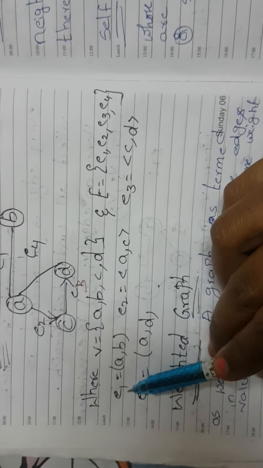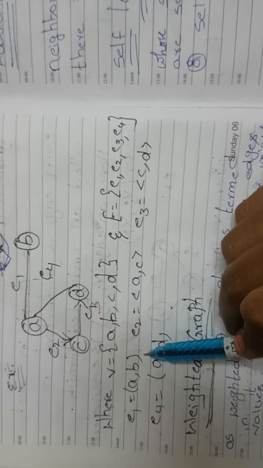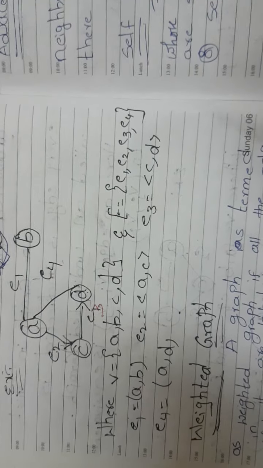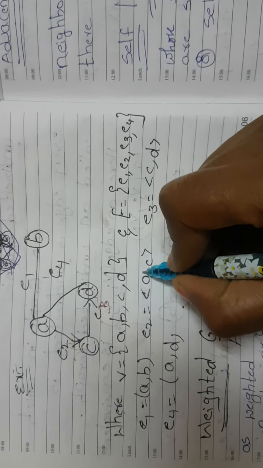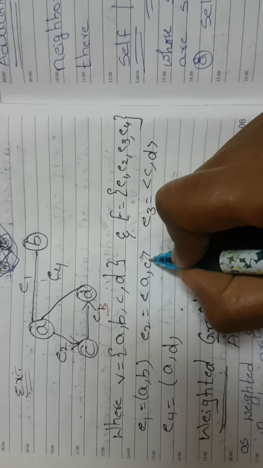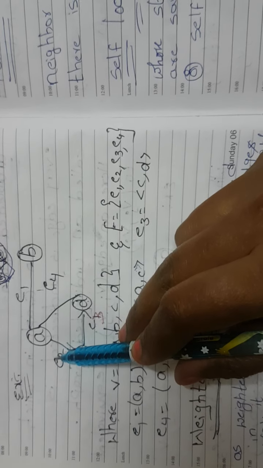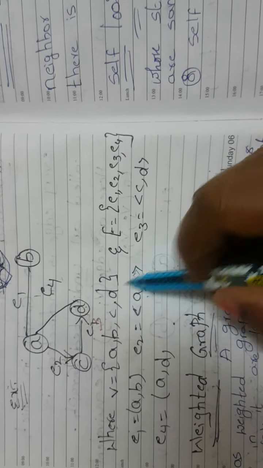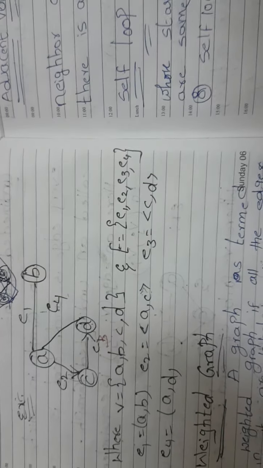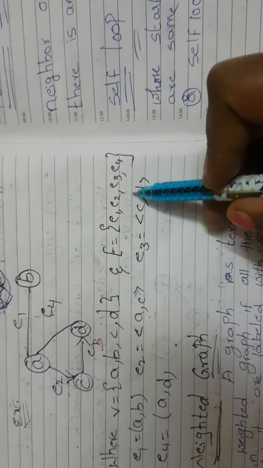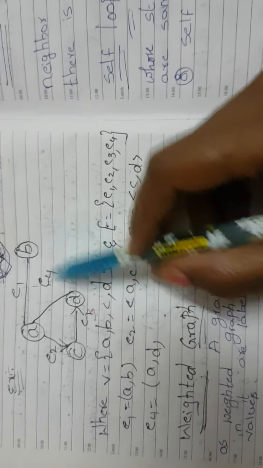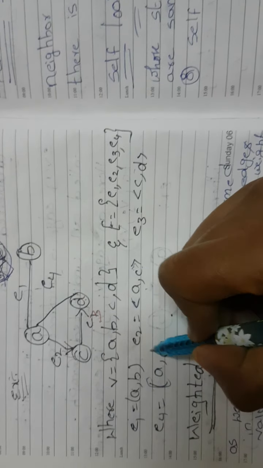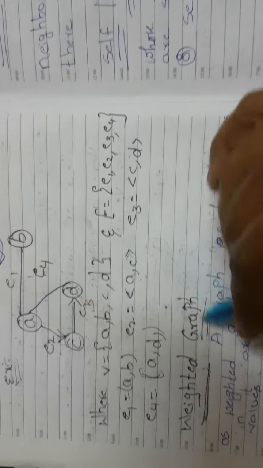Then E1 is (A, B). For an undirected edge you use round brackets; for a directed edge you use angular brackets. E2 is directed, so angular brackets of A, C. E3 is also directed, so angular brackets of C, D. E4 does not have any direction, so (A, D) with round brackets.